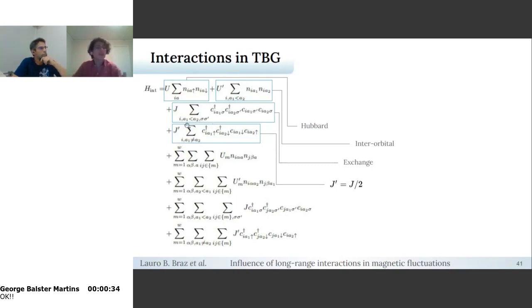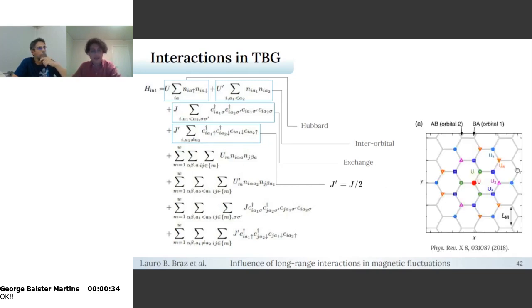And the other terms, these U's and U primes with subscripts, and J prime with subscripts, are the long-range interactions, and they are given by this kind of diagram here. For the twisted bilayer graphene, you do have U for on-site, U1 for the first neighbors, U2 for the third neighbors, and there are all these blue squares, third, fourth, fifth, and so on. Here we show up to fifth because these are the maximum long-range interactions we are going to take in our work.